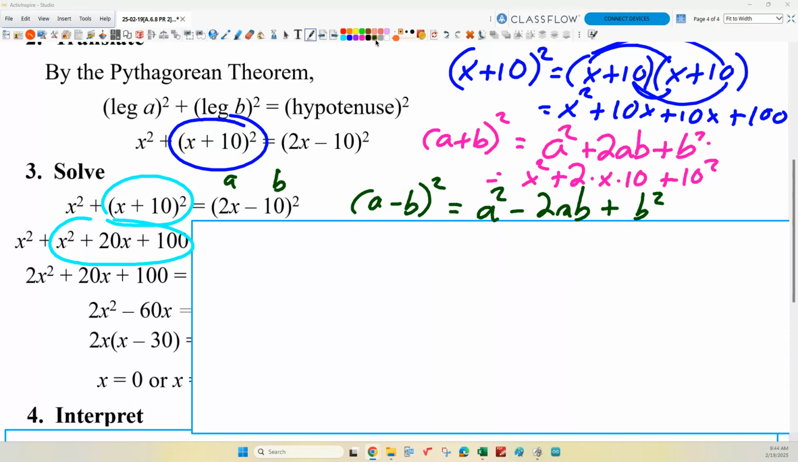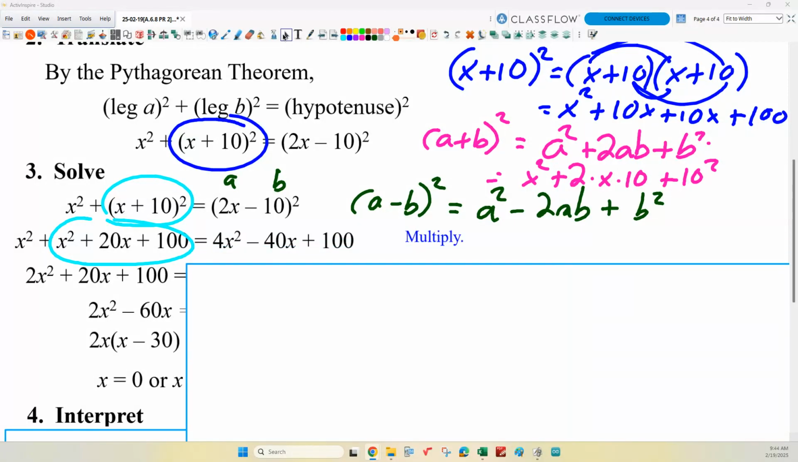Only this time our a is 2x and our b is 10, right? Everybody see that? So that's going to give us, what would that give us then? That's going to give us 2x quantity squared minus 2 times 2x times 10. 2 times a times b plus 10 squared.